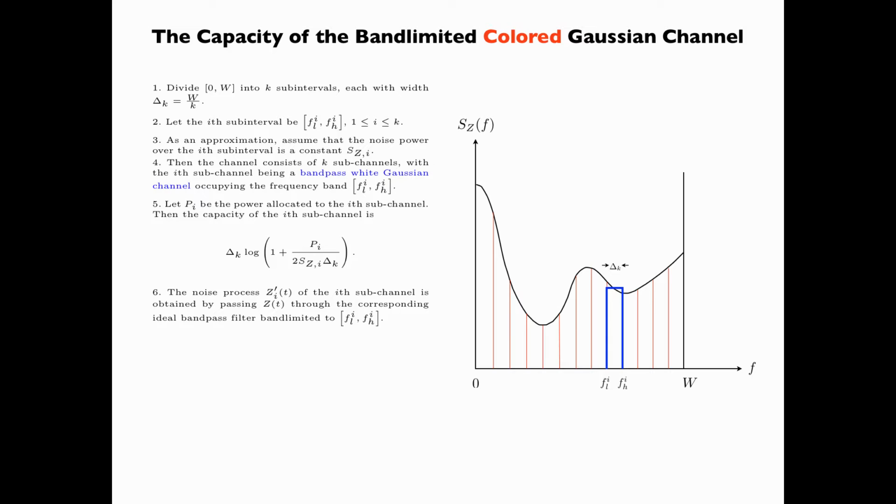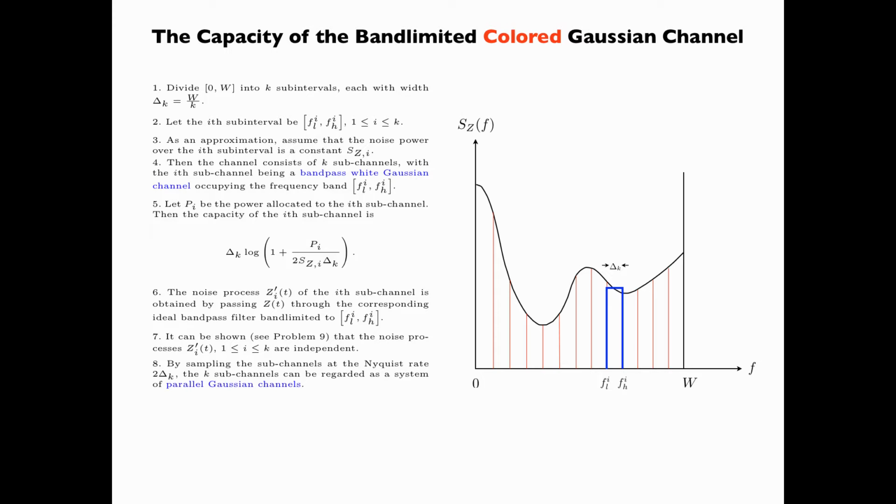The noise process Zi'(t) of the ith subchannel is obtained by passing the noise process Z(t) through the corresponding ideal bandpass filter band limited to the interval [FLi, FHi]. It can be shown that the noise processes Zi'(t), i from 1 up to k, are independent. We will leave this as an exercise.